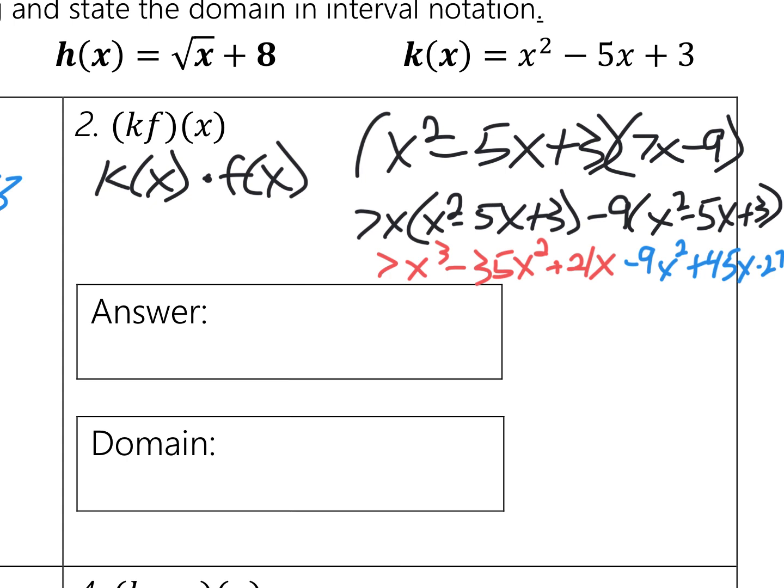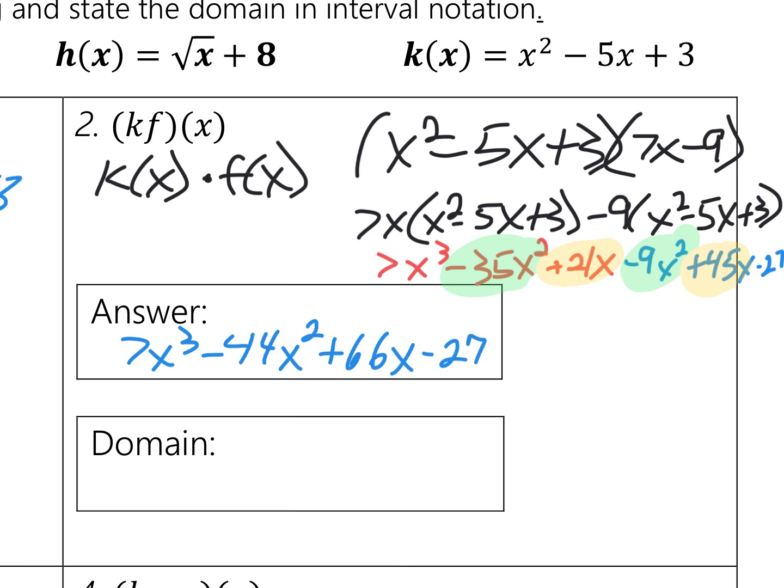And then again, when you combine all your like terms, let me just highlight some like terms real quick. We have the minus 35x squared and the minus 9x squared. And then we also have the 21x and the 45x, okay? So our final answer would be 7x cubed minus 44x squared, and then plus 66x, and then minus 27, okay?